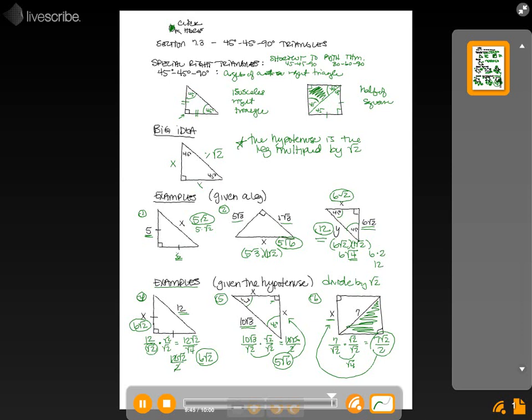Now those are your notes for section 4.3 on a 45, 45, 90 triangle. Make sure that you understand these examples, how to solve if given a leg to start with, and then how to solve if given the hypotenuse, when to multiply and when to divide, because that's really important.